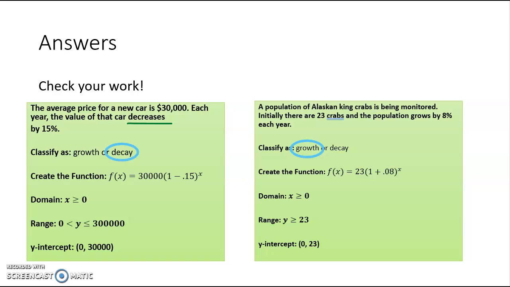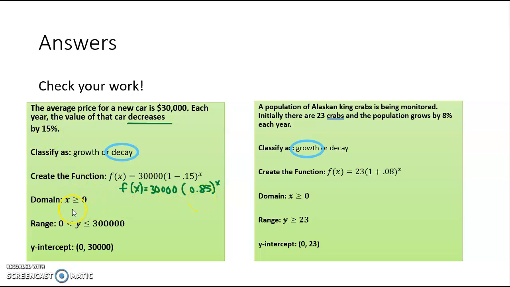I'll go ahead and write that for you. Here's the simplified function. I just went ahead and simplified inside those parentheses. 1 minus 0.15 is 0.85, which shows that we're keeping 85% of the value of the car. That makes sense because we lost 15%, we're keeping 85%.